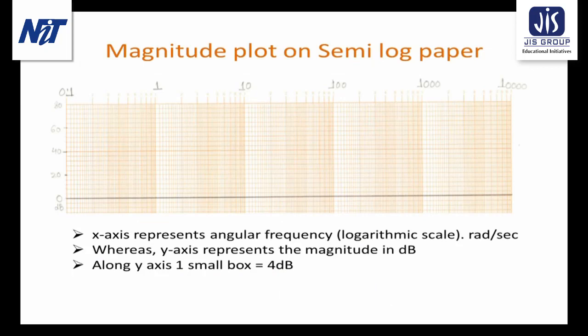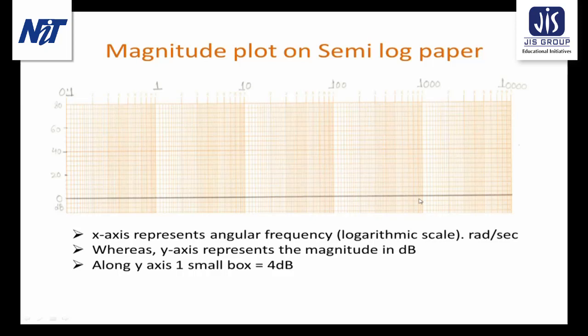So this is the semi-log graph paper of 5 cycle. So this is 0.1 and then I have multiplied it by 10, so it becomes 1. That means from 0.1 to 1 there is 1 decade, and 1 to 10 is another decade, 10 to 100 is another decade, 100 to 1000 is another decade, and so on.